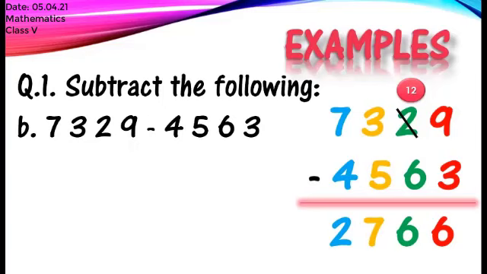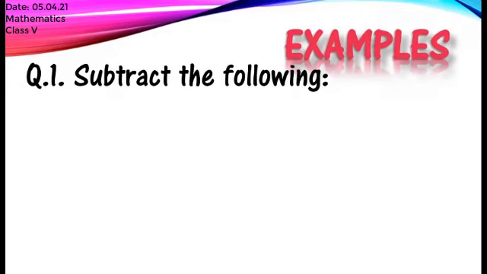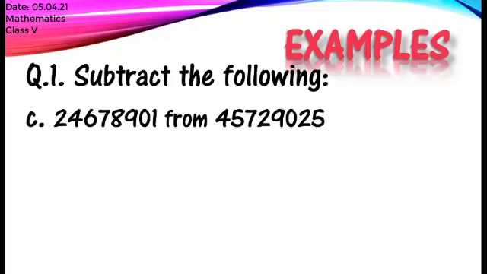Moving forward, now we have 2 in place of 3 because we have already given 10 to the previous one. So it will again become 12 when we take a carry from this thousands. So when we subtract 5 from 12 we get 7, and here in the last, 6 is remaining, so 4 subtracted from 6 will give us 2. The answer which we will get will be 2766. Now let's take another example.